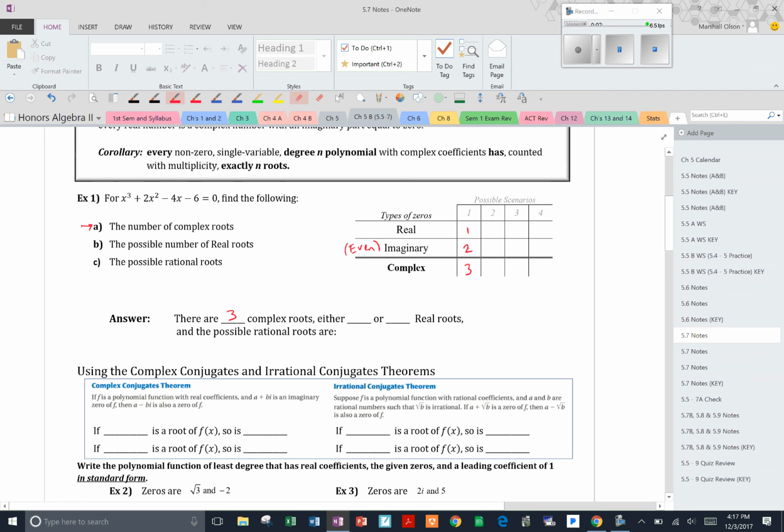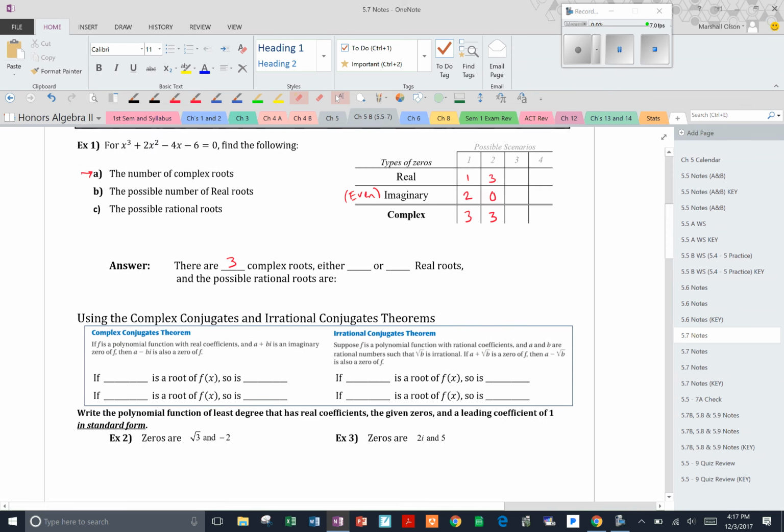Now we want to go down by 2 until we get to 0 for the imaginary numbers. So we could have 0 imaginary. Again, we can't have 1 because they come in pairs. Well, that starts another scenario then. So I'm going to put a 3 down here, and then we could say that there must be 3 real. Those are the only 2 scenarios that we could have.